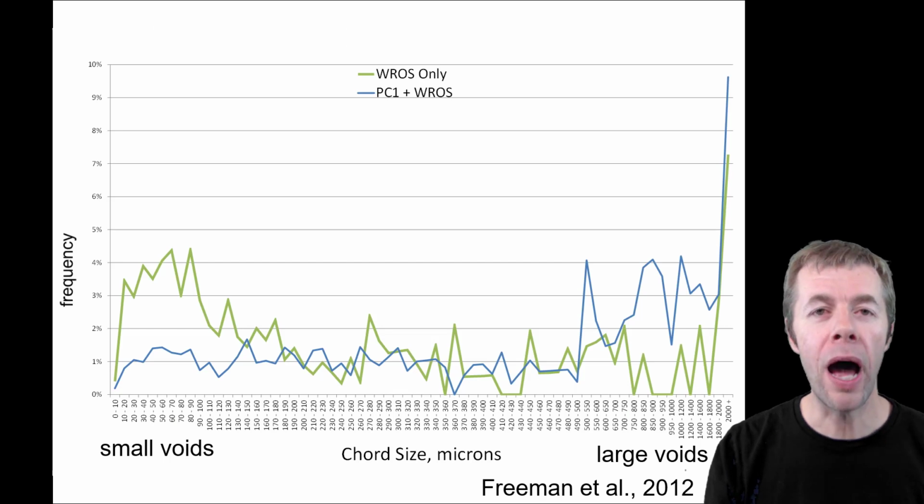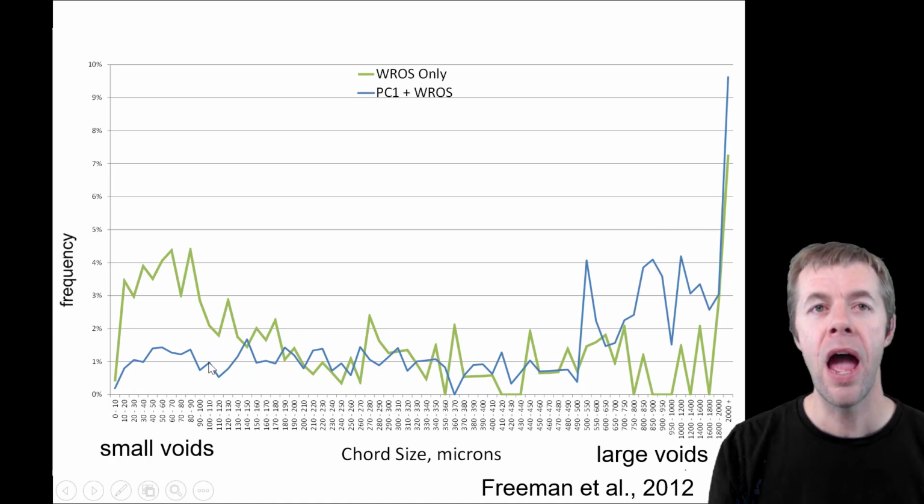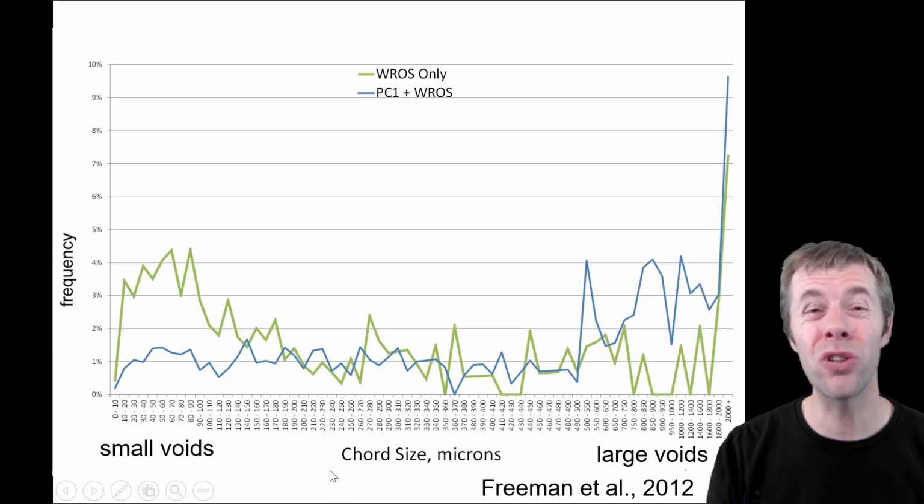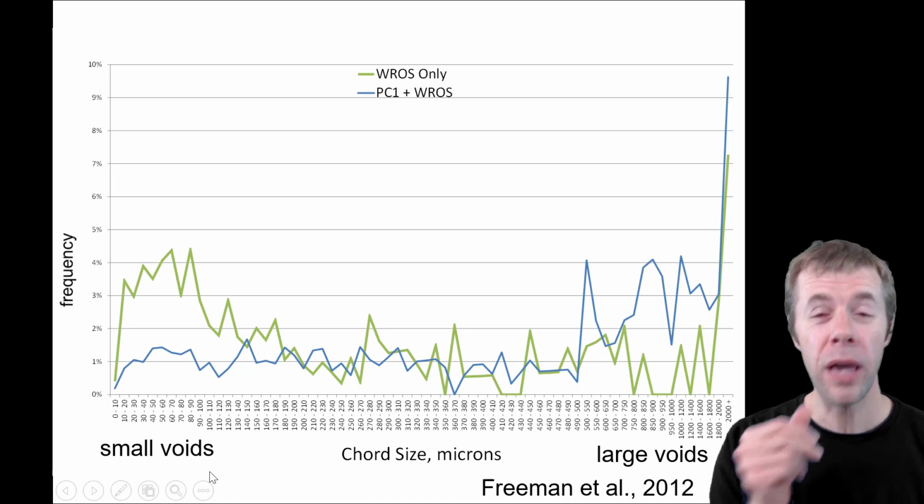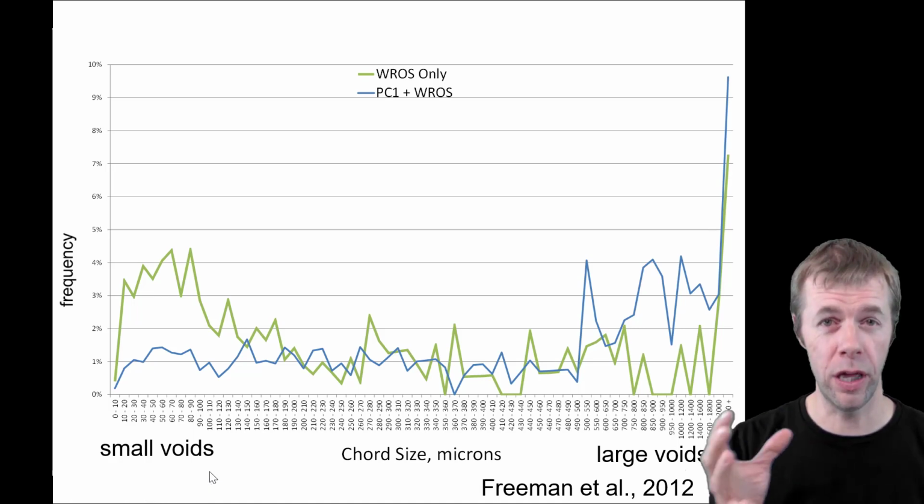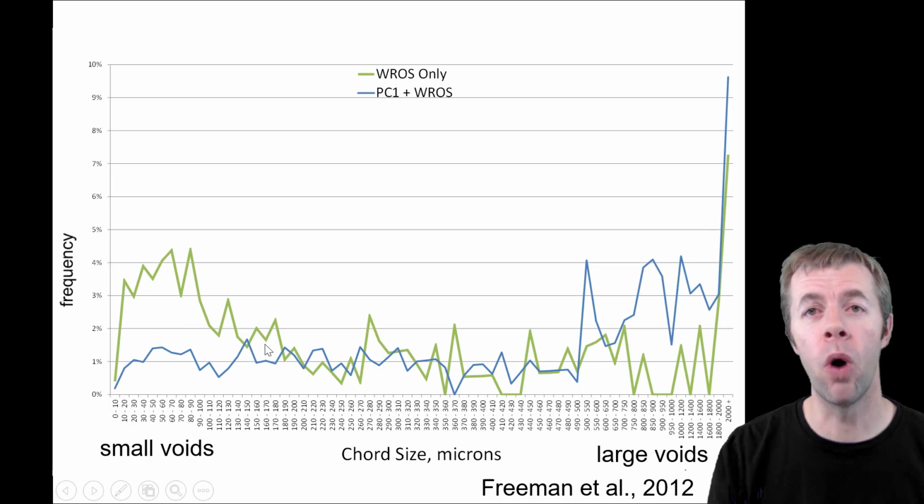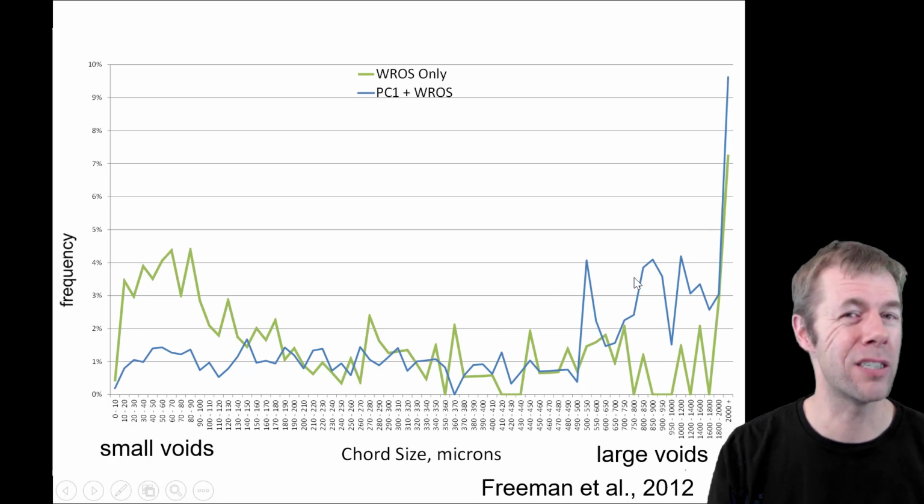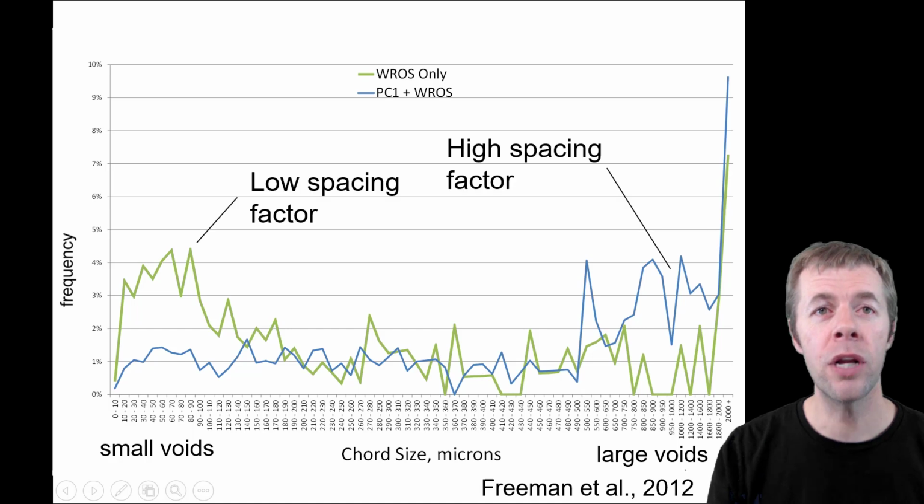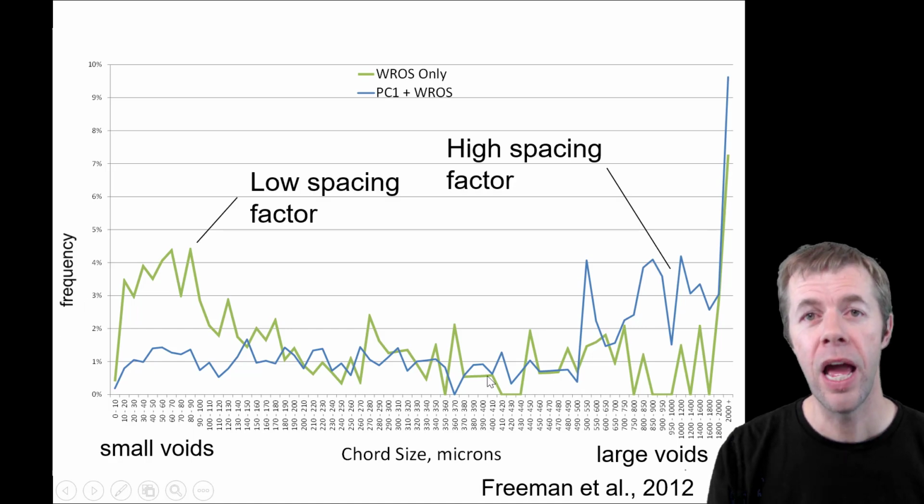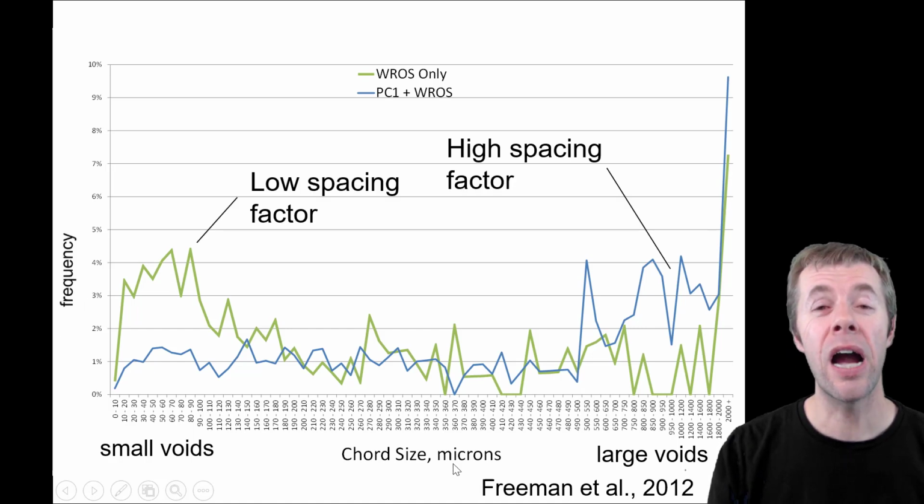And we can make a plot of the chords on the x-axis versus the frequency, or how often they end up occurring. And these are the small voids over here, and these are the large voids over here. Now, chords and voids are two different things, okay? But they're somewhat related to one another. So we would say the green one is what we want, and the blue one is not as much of what we want. The green one would have a low spacing factor, and the blue one would have a higher spacing factor.